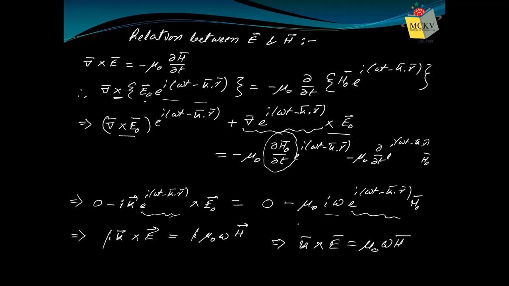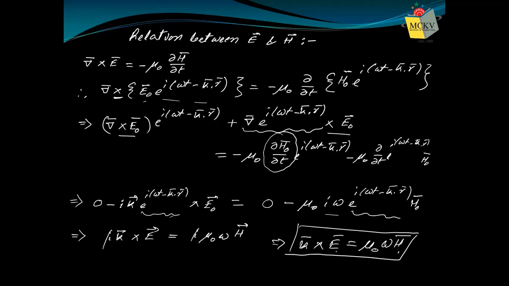That is the relation between E and H. Now you observe k cross E equals something into H. That means H is perpendicular to both k and E. We already know H is perpendicular to k, but from this we can say H is perpendicular to E also. So from this relation we can say that these three vectors E, H, k are mutually perpendicular to each other. Because we have already said that E is perpendicular to k, H is perpendicular to k, and from this I can say H is perpendicular to E also.